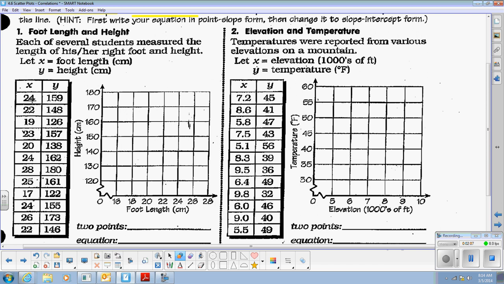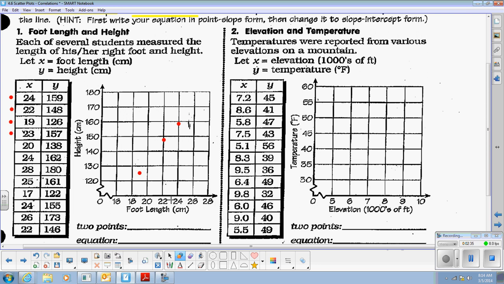All right, so I have 24 and 159. So 24, 159 is just below. Put my dot. Again, I'm just going to put a dot out here so I can keep track of which ones I've already done. 22 and 148. 22, 148 is about there. 19, 126. And you can mark this with me if you'd like to. If you want to wait and do it after the video is done, that's fine. 19 and 126 is done.